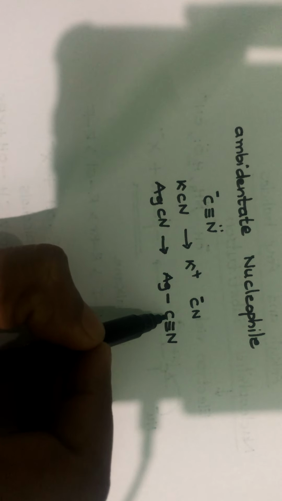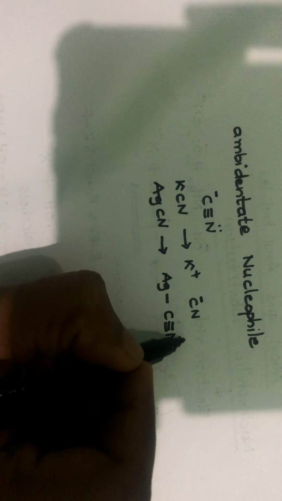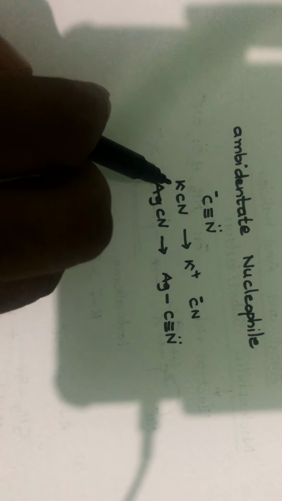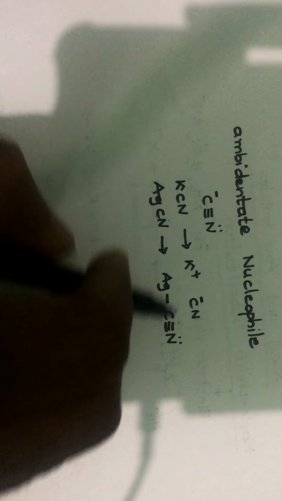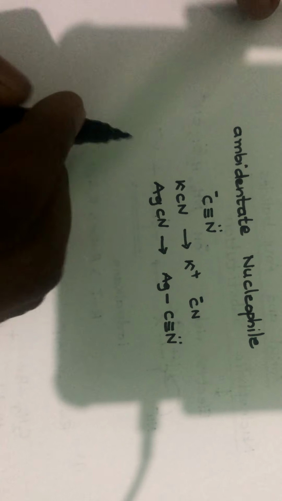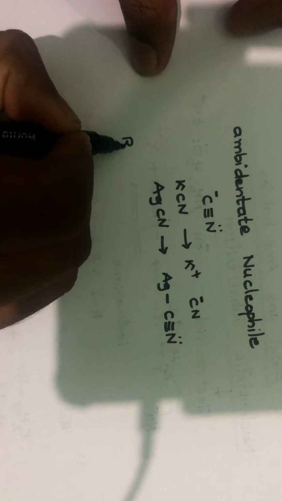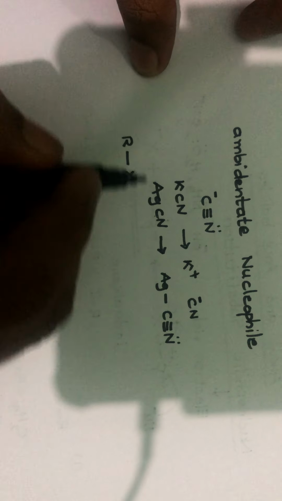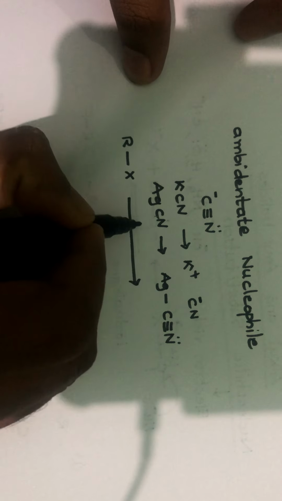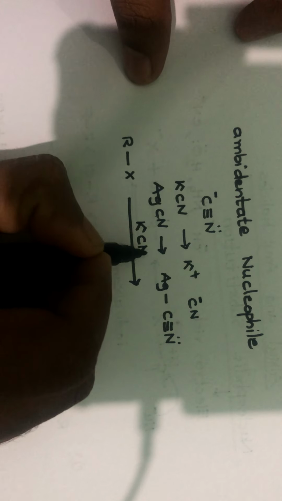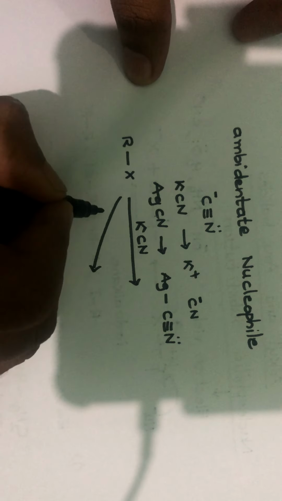As a result, the attack cannot take place through carbon. The attack will always take place through nitrogen only. So if you are using potassium cyanide, then carbon attacks. If you are using silver cyanide, then nitrogen attacks. This is the basic difference. For example, now you have an alkyl halide. You are treating this alkyl halide with potassium cyanide, and you are using the same alkyl halide with silver cyanide.